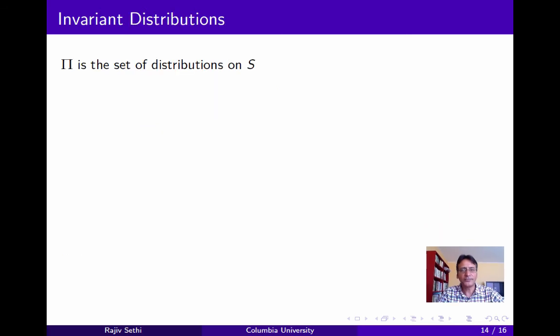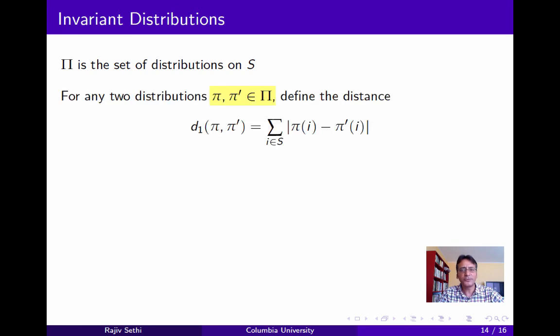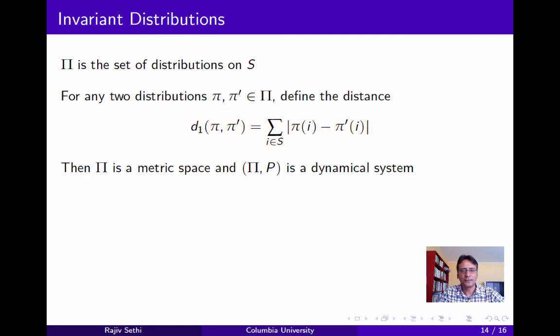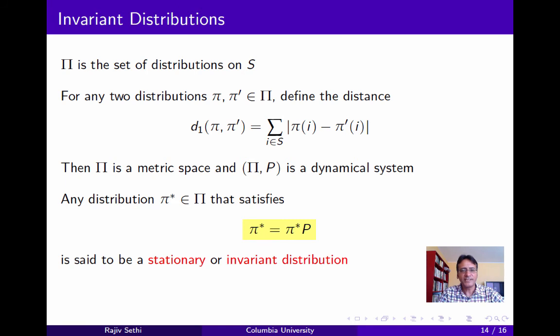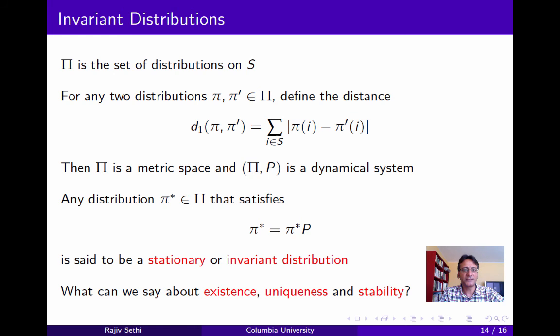Now Π is the set of distributions on S, and as we think about convergence, we need to think about the distance between two distributions. So for any two distributions π and π′ in the simplex, we define the distance using the metric d1, which is just the sum of the component-wise distances between π and π′. Now with this metric, the simplex is a metric space, and the pair (Π, P) is a dynamical system. And any distribution π* that's a rest point of this dynamical system is said to be a stationary or invariant distribution. And we'll be interested in existence, uniqueness, and stability of these.